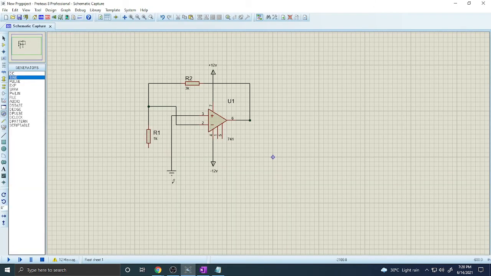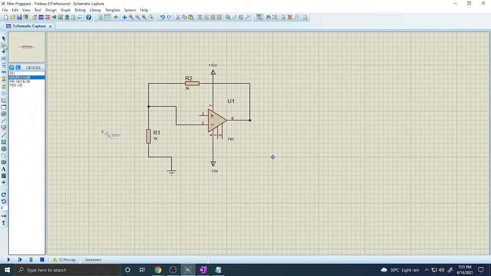Now for the second circuit, to implement the non-inverting amplifier. So first of all, delete this wire from this ground. This 1K should be connected in the ground terminal, and here we apply the DC voltage or AC voltage, anyone, but here we apply DC voltage. Now say for example this is a DC voltage.